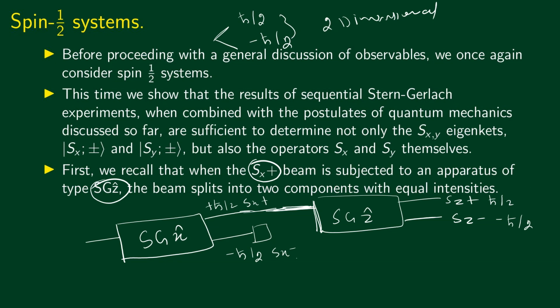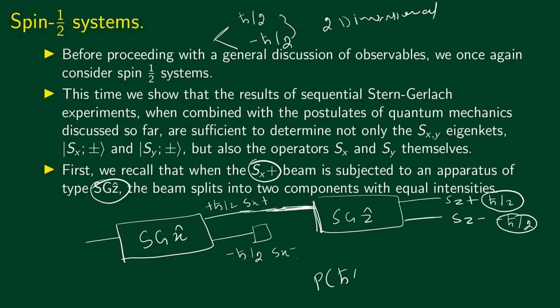Right, so the number of atoms at the end of the experiment that measure plus h bar by 2 along the z axis will be equal to the number of atoms that measure minus h bar by 2 along the z axis. So this means, in the language of probabilities, that the experimentally measured probabilities for measuring plus h bar by 2 and minus h bar by 2 are exactly the same.